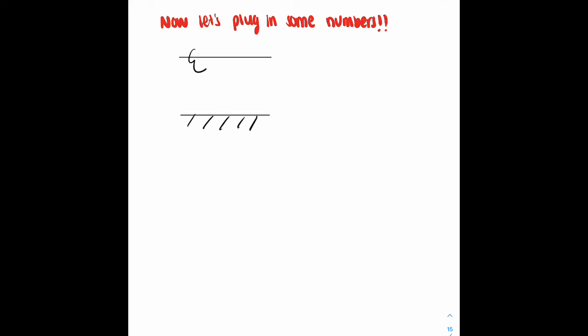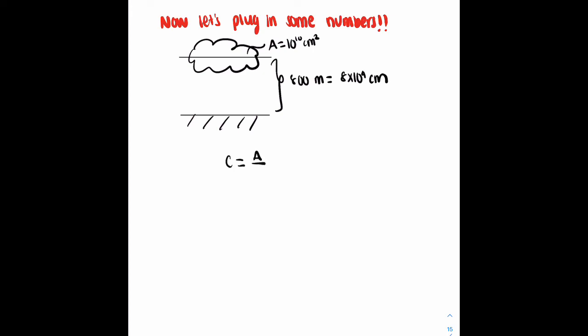Okay, so I know I told you we were done, but I promise this next part's just really exciting. We're gonna plug in some real numbers. So let's first just start off redrawing our diagram. We'll draw the ground, the cloud. We're gonna give this cloud an actual real life area this time. It's gonna be 10 to the 10 centimeters squared, and we'll say the distance between the ground and the cloud is 8 times 10 to the 4 centimeters, or 80,000 centimeters.